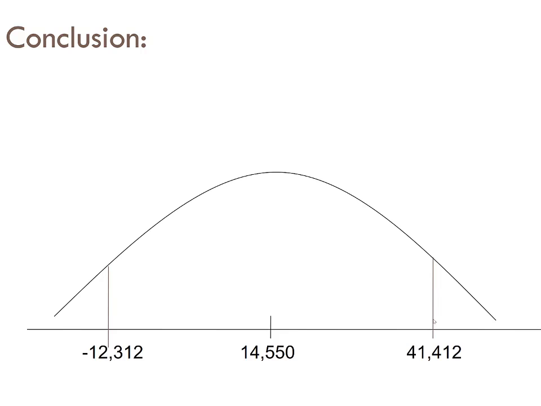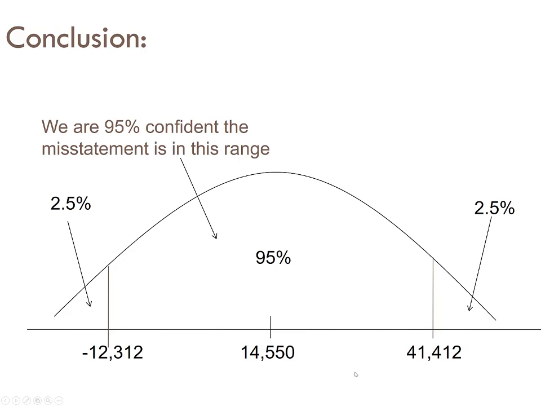So let's just look at this from a graphical standpoint. You can see here, there's our point estimate of the error, that E hat, 14,550. There's our upper misstatement bound. There's our lower misstatement bound. 2.5% in the tails, and so we're 95% certain that it's somewhere in the middle here, right?